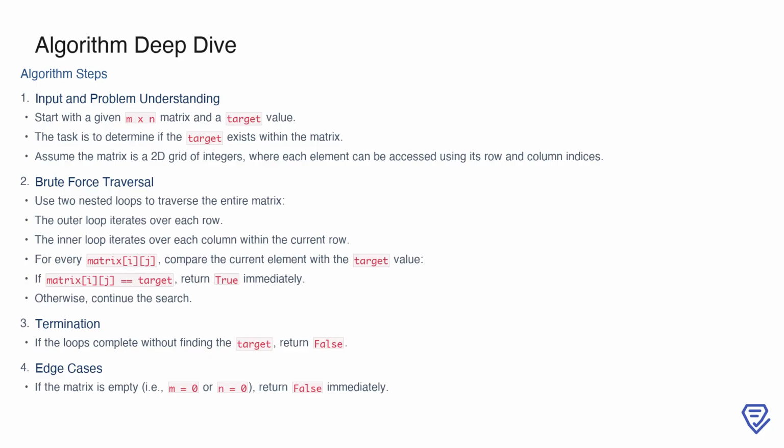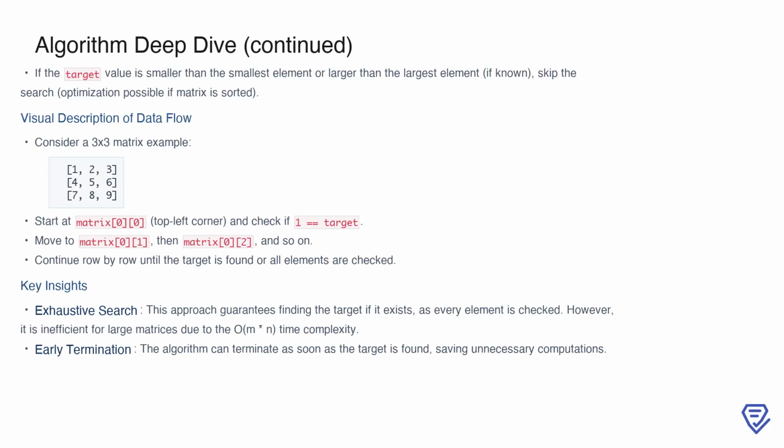It's also important to consider edge cases, such as when the matrix is empty, meaning no rows or columns are present. In such scenarios, we should return false right away, as there's no data to search through. Now, if the matrix is sorted and we know the smallest and largest elements, there's an opportunity to optimize. For instance, if the target is smaller than the smallest value or larger than the largest, we can skip the search entirely.